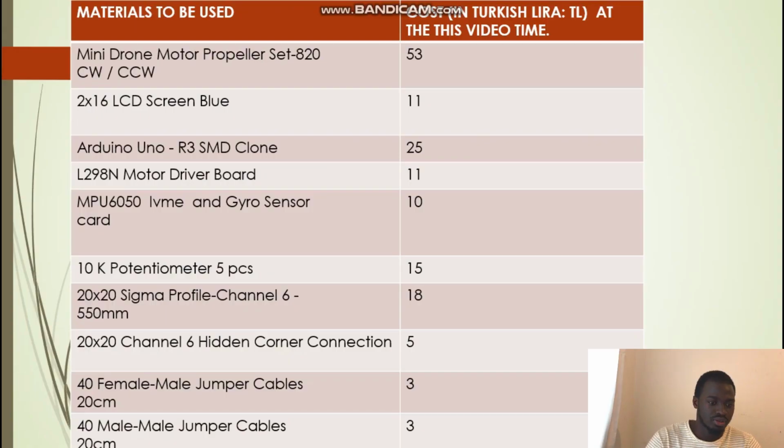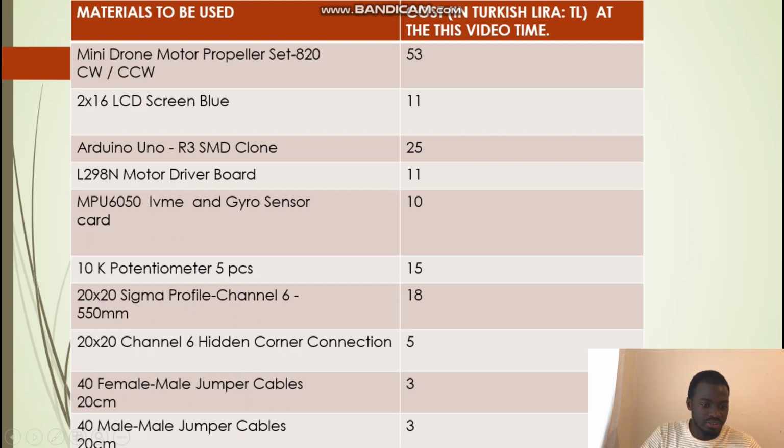Before we go, let me show you the list of materials that we need in order to do this project. This is the mini drones. We need two motors, mini drones, and motor propellers as well, clockwise and anti-clockwise directions, which cost these values at the moment I'm making this video.